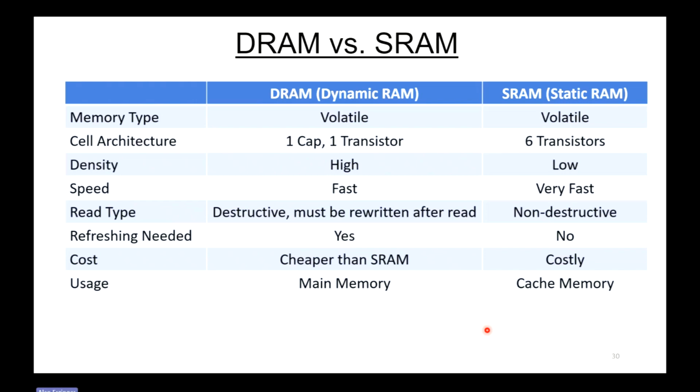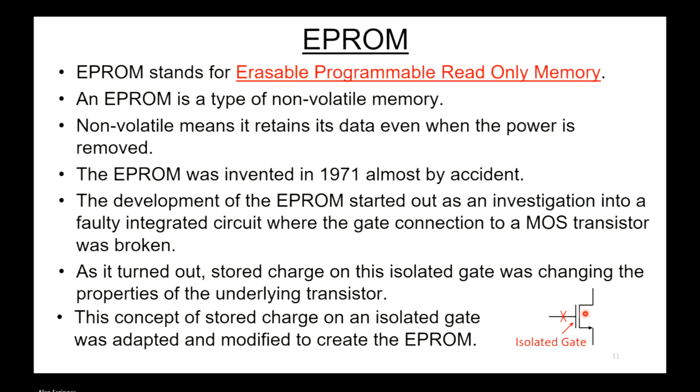Cost: DRAMs are way cheaper than SRAMs. And as far as usage, you'd probably use DRAMs for your main memory, but if you needed something really fast for cache memory, you'd probably go with SRAM. So just a nice comparison table between the two.